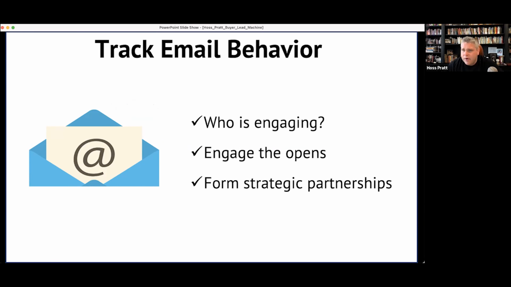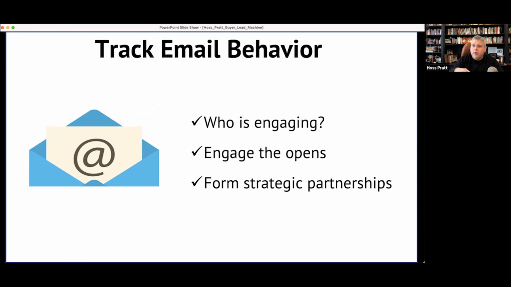Track email behavior. Here's why we need to track email behavior. We want to see who's engaging. So if I send an email offering a free list, the best area deals, or an email of a new listing that I just took, the first thing I'm going to do is look at who opened it and who clicked it. And then I'm going to call those people. So I would send an email to see who's interested.